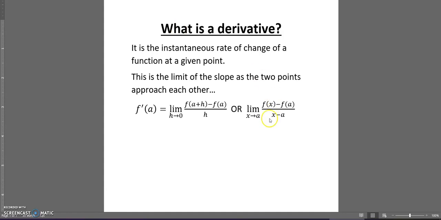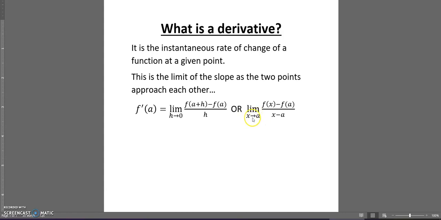And essentially what it is, as you're doing the slope formula, if this x value is approaching the a value, getting closer and closer and closer to it, you are getting closer and closer and closer to the instantaneous rate of change. And that's why we use a limit for this, because it says x approaches a.